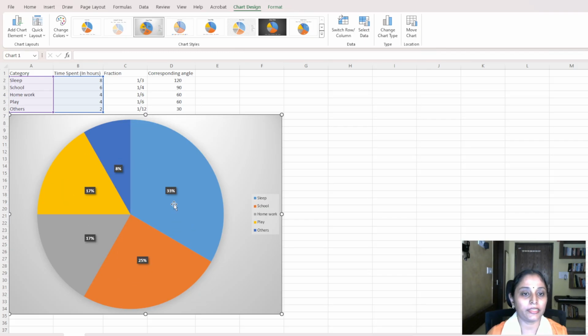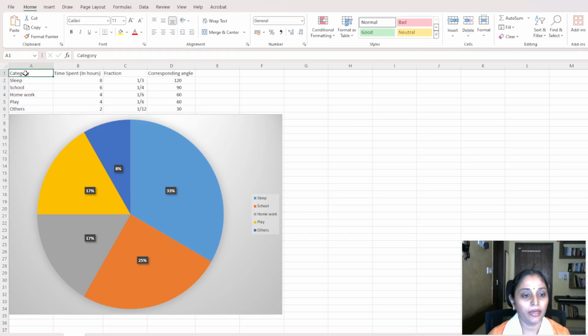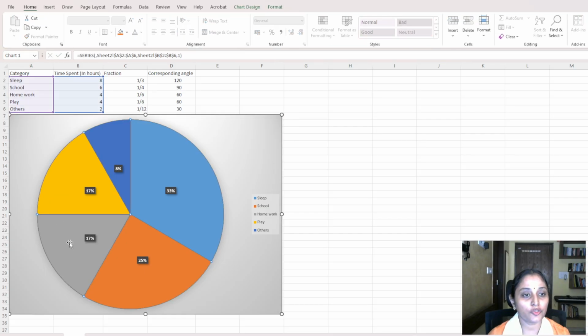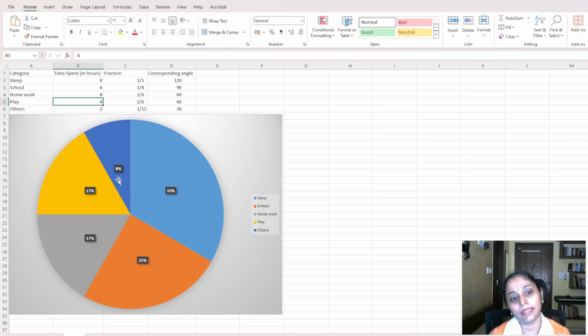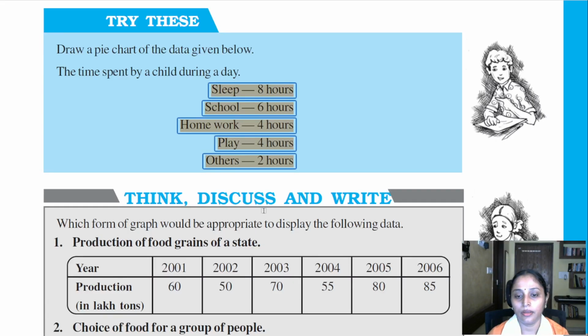Here they have given percentages, right? And you can see that this is sleeping, the major chunk. After that is 6 hours spent in school, and after that these two are equal, quite naturally, because here you have 4 hours and 4 hours. So you will have equal time spent on homework and play, and then the others is the remaining 8% or the remaining 30 degrees. So this is about the question. Now coming to think, discuss and write.